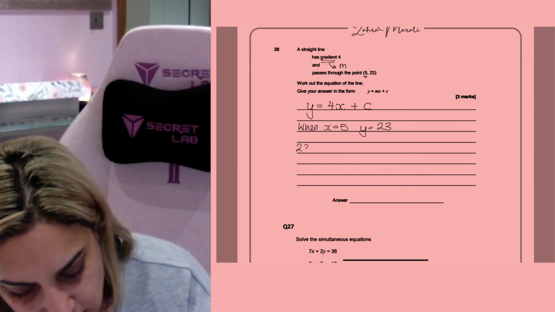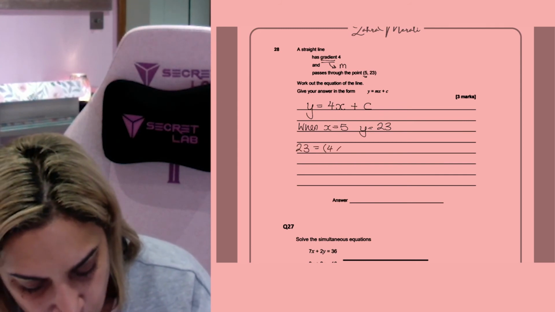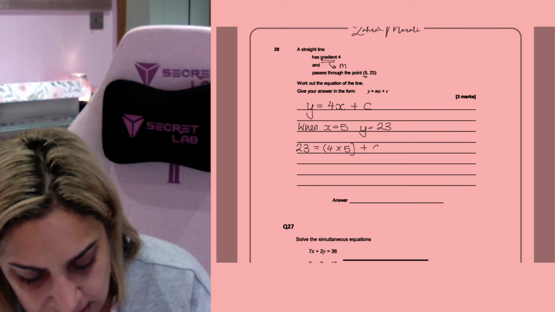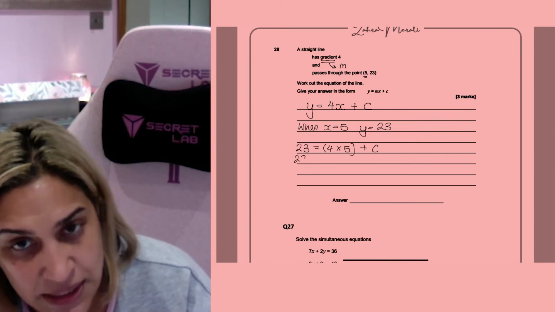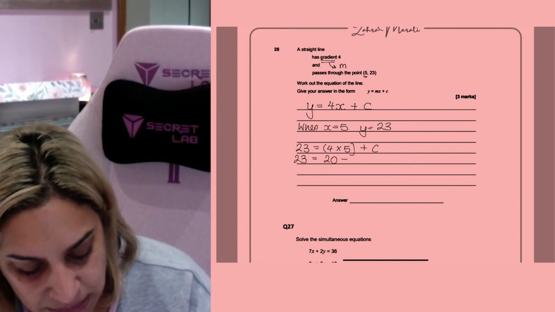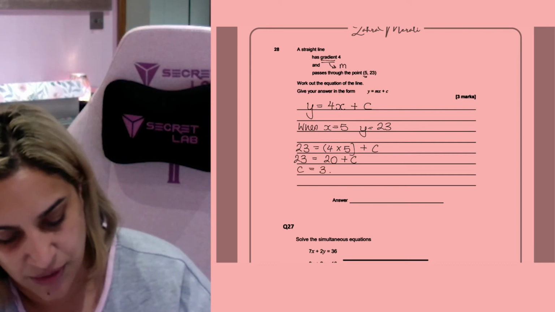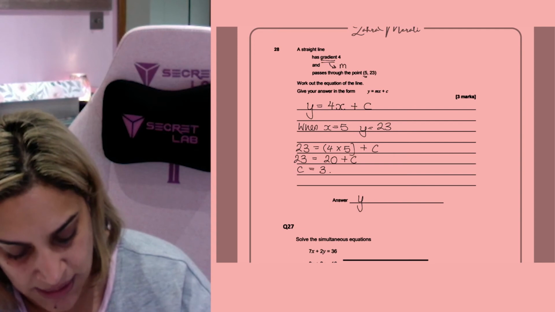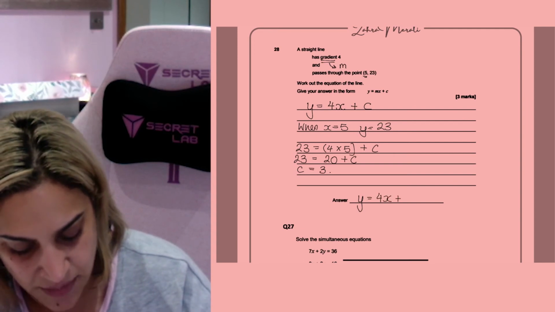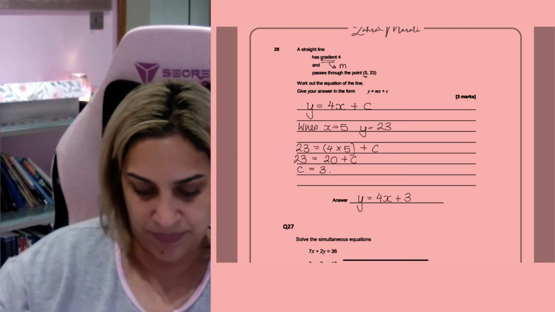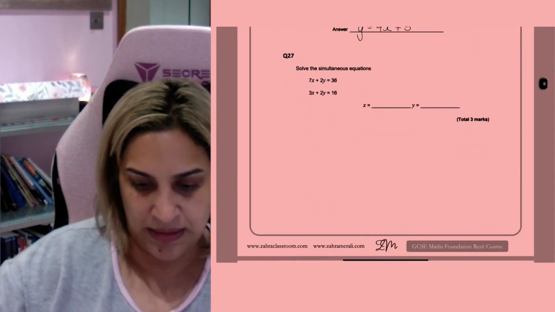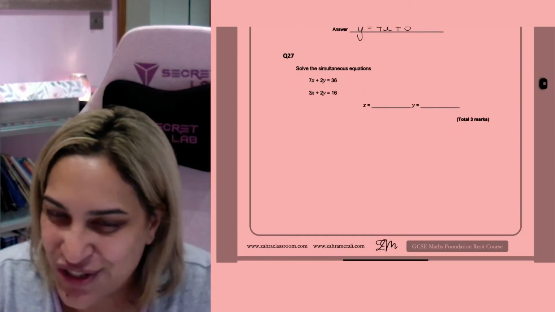So we get 23 equals 4 times 5 plus c. So 23 equals 20 plus c, so c equals 3. So our answer is simply y equals 4x plus 3. Okay. And then we've got some simultaneous equations, and this is more like it.